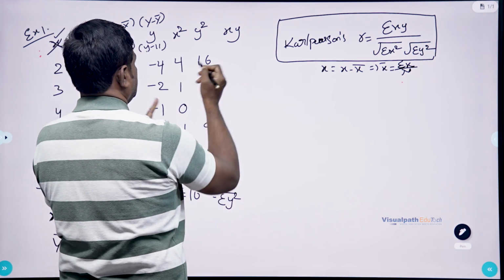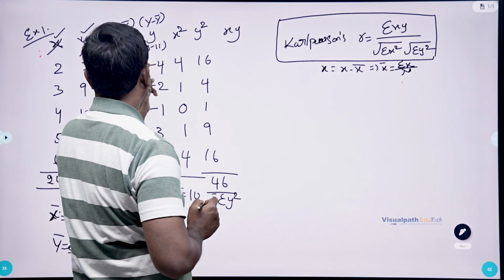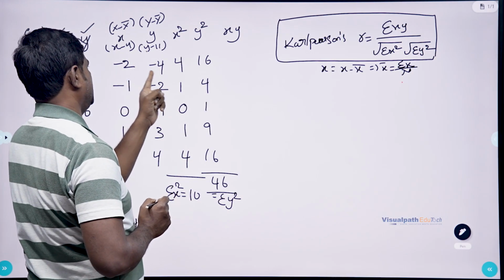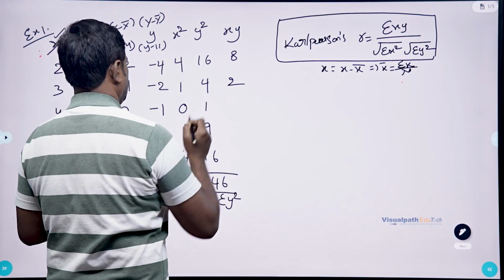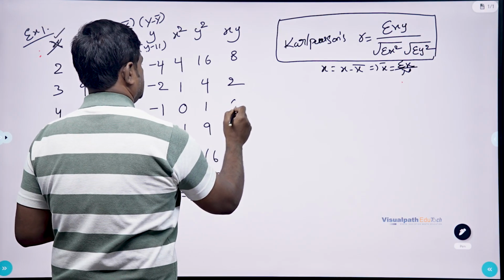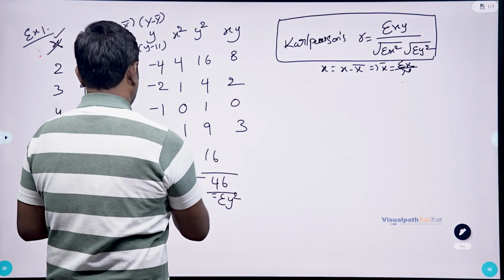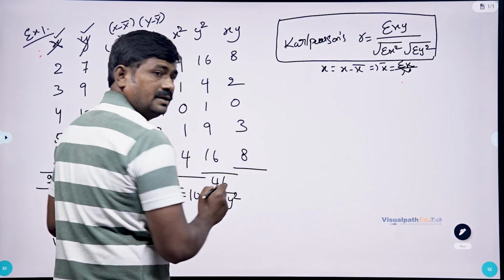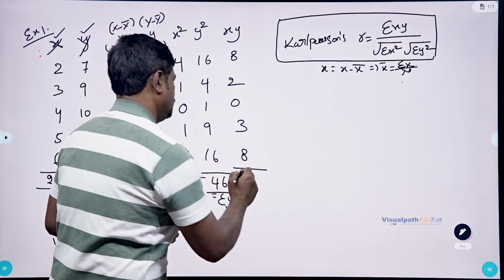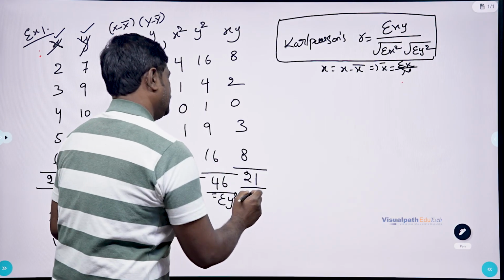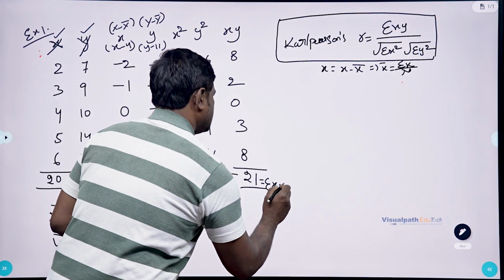So here we also need sigma xy, that is x into y. Here x, y: 2 into 4, minus into minus plus, 8. 1 into 2, minus into minus plus, 2. 0 into minus 1, 0. 1 into 3, 3. 2 into 4, 8. Here, how much is it? 8 plus 2, 10, 13 plus 8, 21. So this is equal to sigma xy.